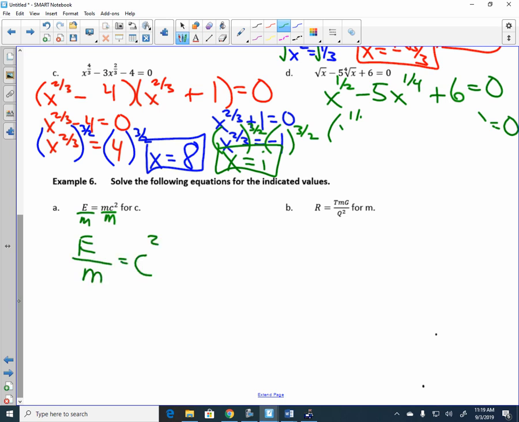Now what? Square root. So you get square root of e over m is equal to c. Now some people get upset about this. They're like, you should list the plus and the minus. Well, understand that this is an equation from Isaac Newton, right? Energy equals mass times constant squared.